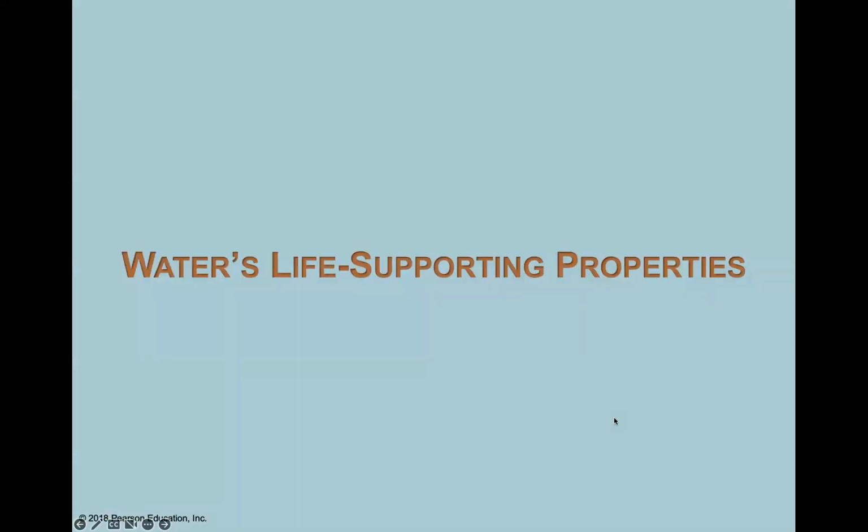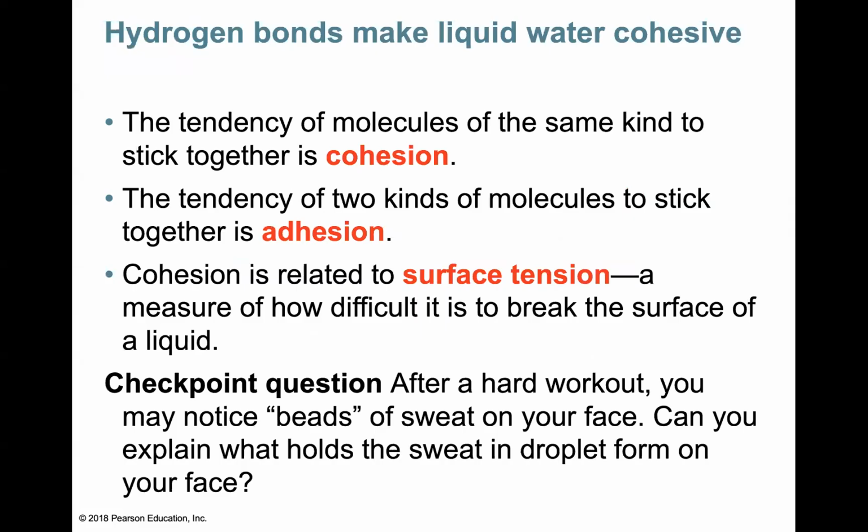Let's talk about water in a little bit more detail. We mentioned before that water is a very essential element for sustaining life. There are various properties of water that we want to be familiar with, okay? Hydrogen bonds make liquid water cohesive, right? We identified hydrogen bonds as a type of weak bond that is very important to sustaining life. So what is cohesion? The tendency of molecules to stick to the same kind of molecule. We see that in water, this property known as cohesion.